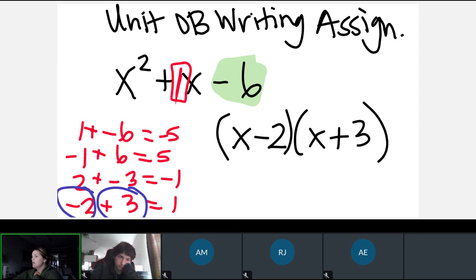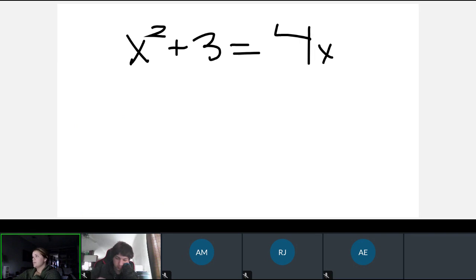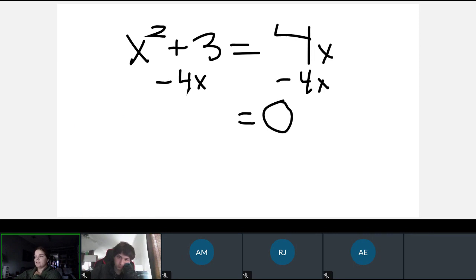How do you know? So if you have like x squared plus 3 equals another number, maybe 4x or something. If it's equal to something else, you have to move that something else over first. Because now 4x minus 4x is 0. So we can't factor until it's set equal to 0.